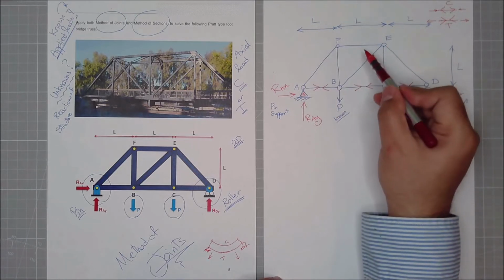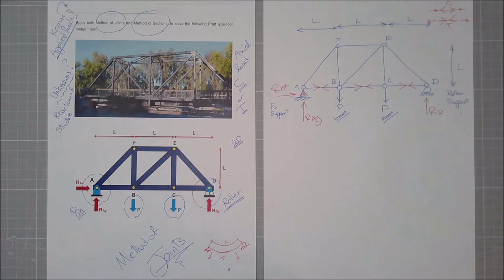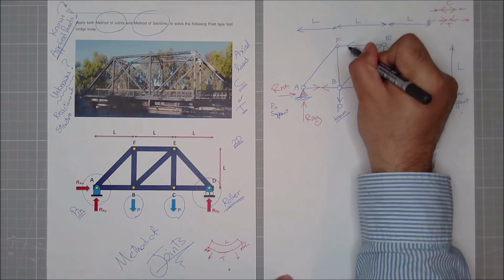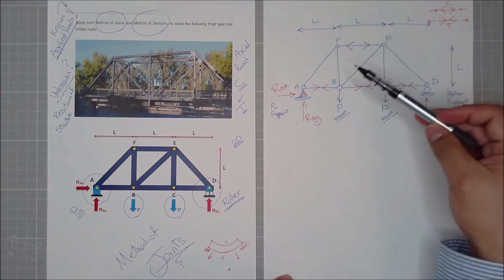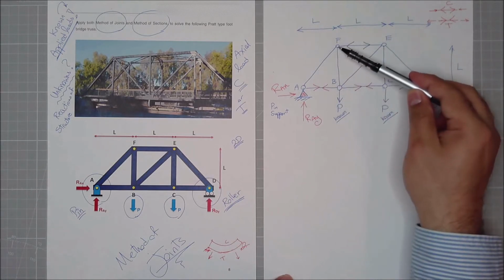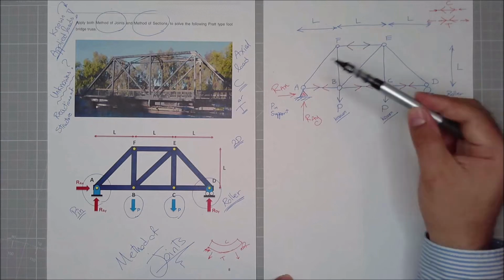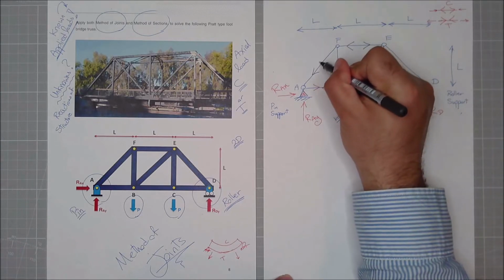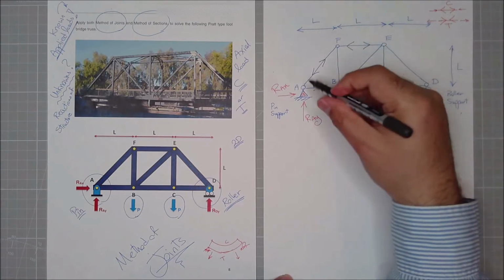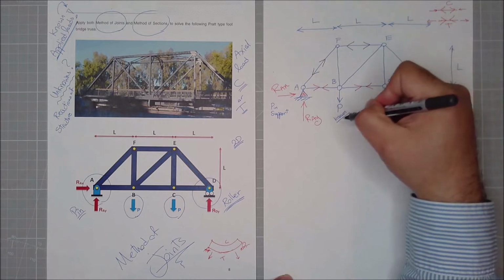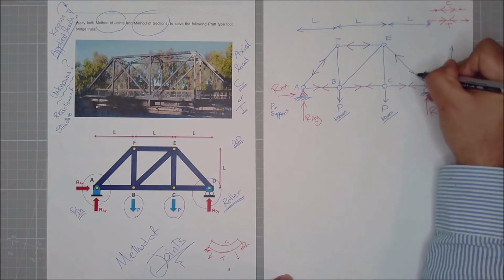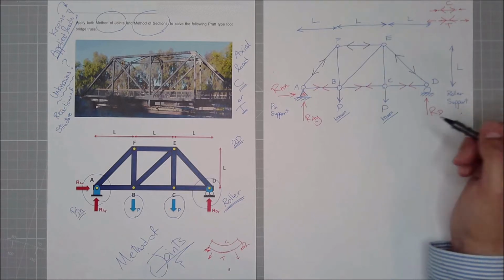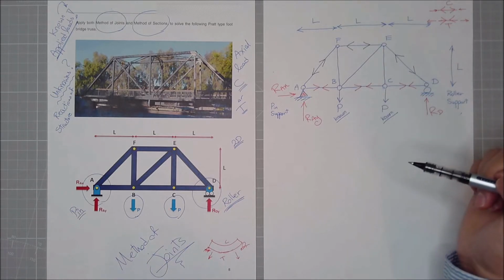And if the top bit is under compression, I simply put compression signs. I think these bits, if these two come down, this will move down and it will get closer to this. So I'm guessing that this will be compression, and because it's kind of symmetric and the loads are applied in a symmetrical way, there's a high chance that this will be compression as well. Again, I might be wrong, but I think that is happening.